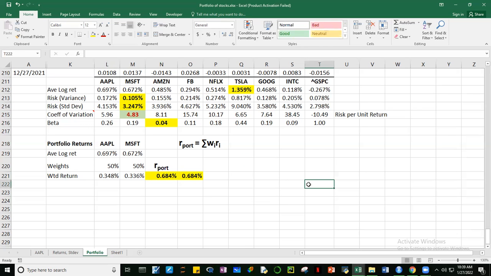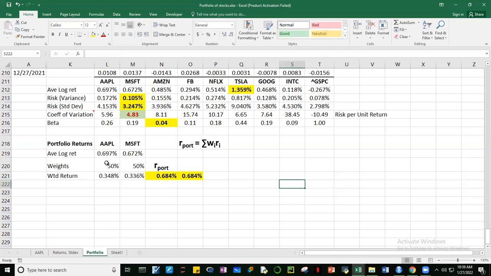Now, you'll observe that when we compute for the portfolio risk, it's lower than any one of these. The risk of our portfolio is lower. That's really the objective of building a portfolio. Okay?